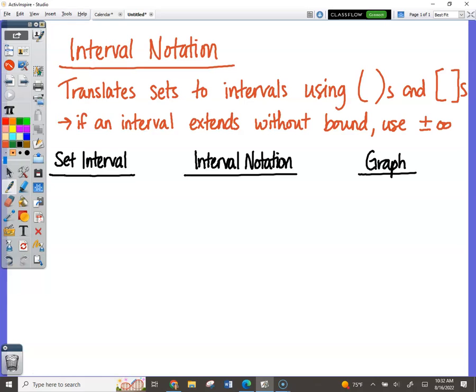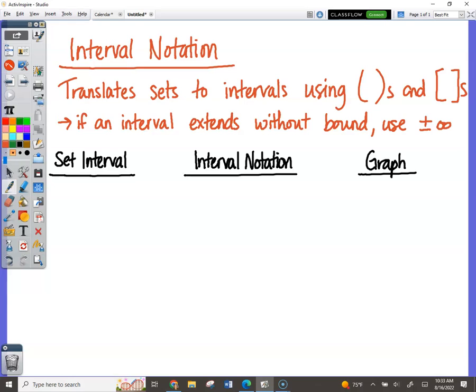Okay? You use parentheses or brackets. You should already know that parentheses means not touching whatever number it's next to. It gets up to it, but it does not actually hit that number. And then brackets means it is touching that number.